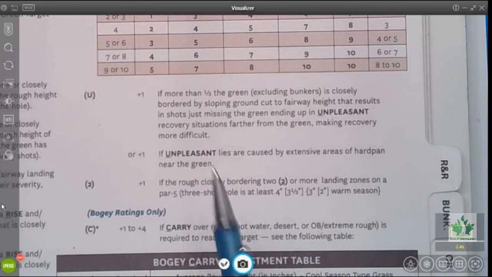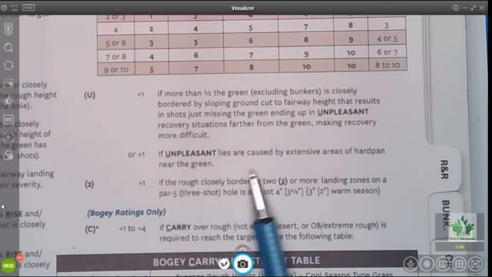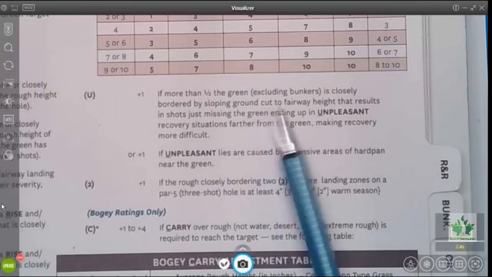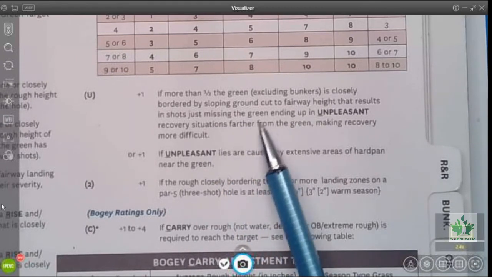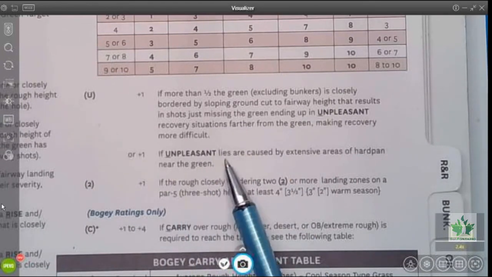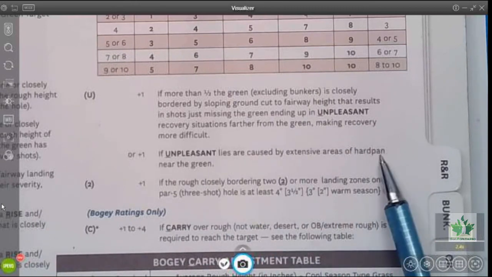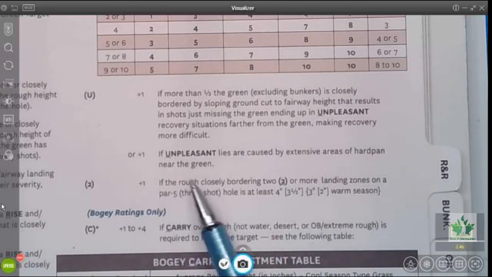So that was meant to account for this, but it was always difficult to say, is there enough of this here for it to be a +1? So it wasn't used very often. And then they lumped it in with a whole other issue, this unpleasantness caused by hardpan. Got nothing to do with cutting the grass. It's a course maintenance issue.